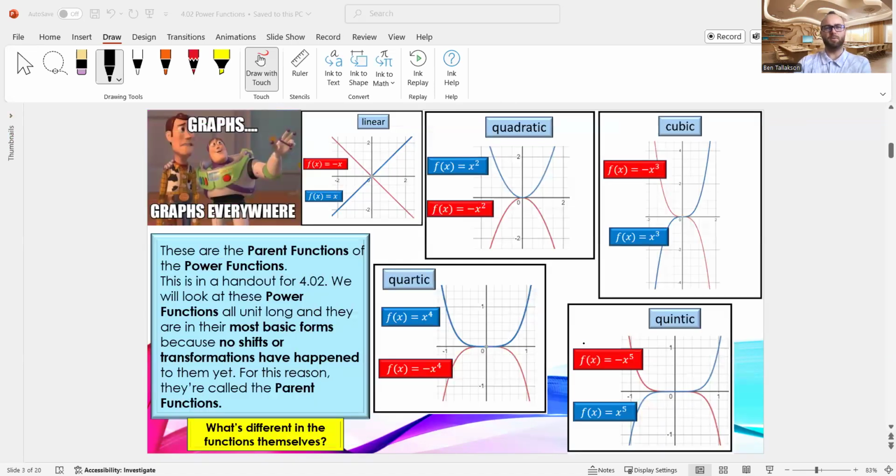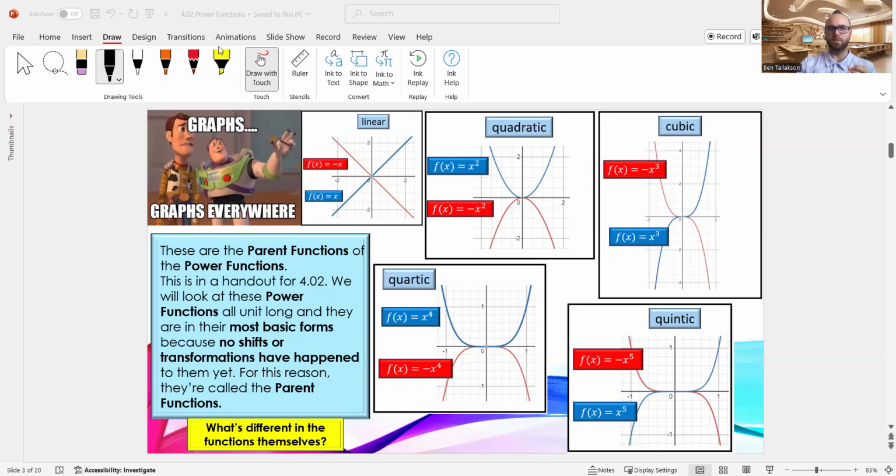Graphs. Graphs everywhere as far as the eye can see. No, there's not that many, but we have 5 very important parent functions, and these are the parent functions of the power functions. I know that sounds like a mouthful, but I'm going to explain it right now, and it's really not too complicated. We call these power functions because they're the most fundamental functions we use. We use them the most often. That's why they're called power functions. But the reason they're called parent functions is because they are the most basic form of themselves.